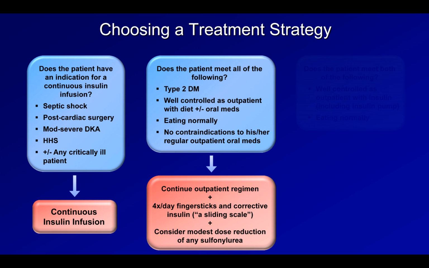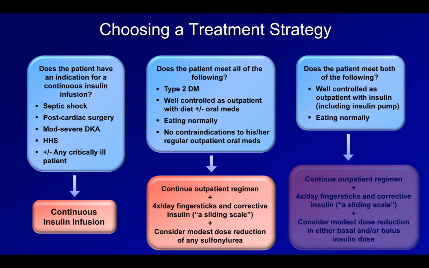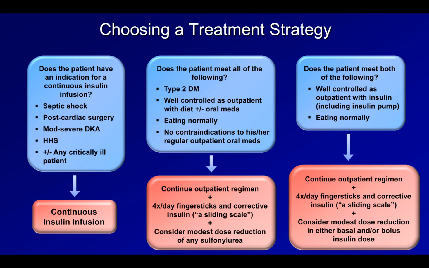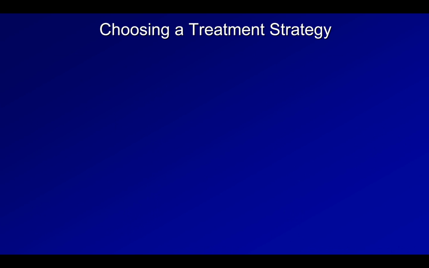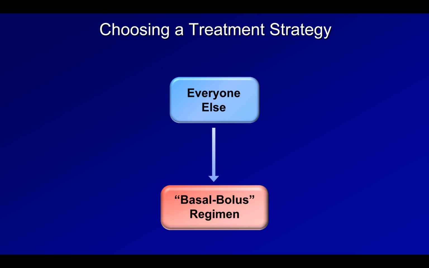If, on the other hand, the patient is well controlled as an outpatient with insulin, including those on an insulin pump, and you anticipate that they will be eating normally, then continue the outpatient regimen plus the finger sticks and sliding scale. As with sulfonylureas, consider a modest dose reduction in either the basal and/or the bolus insulin dose. What if the patient does not fit into any of these three categories? Everyone else, which actually ends up being the majority of patients, should be placed on what is known as a Basal-Bolus Regimen.